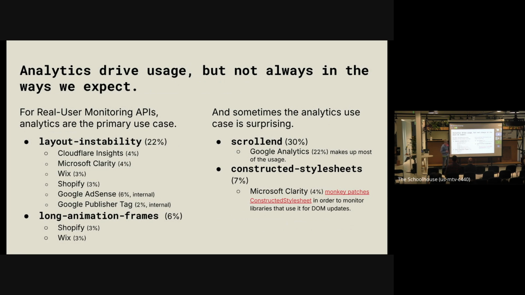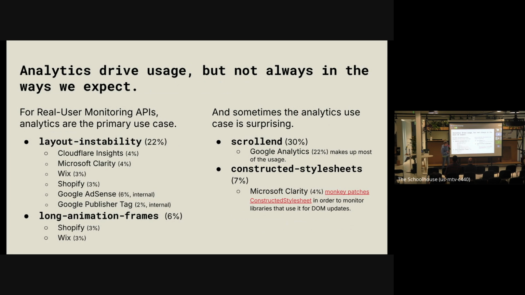I work on Core Web Vitals, and these are two of the APIs that my team has made. Layout instability measures cumulative layout shift. It's used on a ton of different real user monitoring analytics tools. We also see the Google AdSense and Publisher Tag actually using that to make sure that they're not causing layout shifts on the page. So that's interesting. And then long animation frames is used by a lot of site creation platforms.